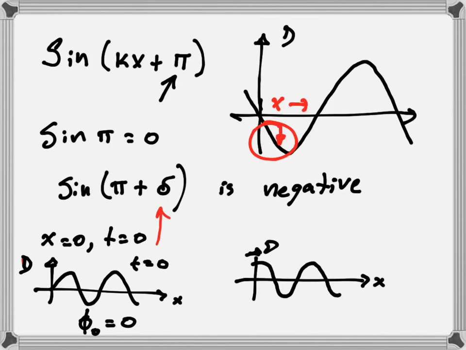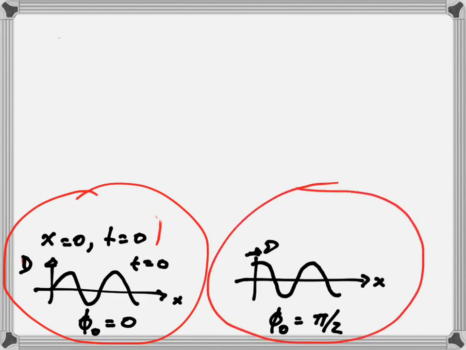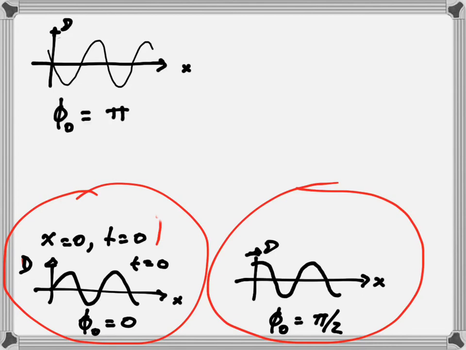The first case that we discussed was the one on the left, right here. We said that if the traveling wave at t equals 0 looks like that, we have an initial phase, or a phase constant, of 0. Then we discussed that if the traveling wave looks like this at t equals 0, then the initial phase must be pi over 2, since it's starting at a maximum. Sine of pi over 2 is 1. Then we have this case, which we just discussed, this is what you would get if the initial phase was pi.